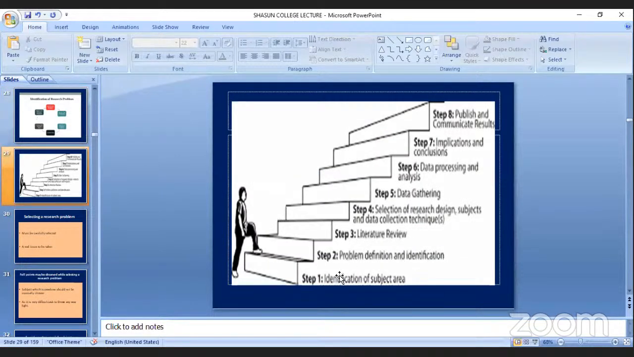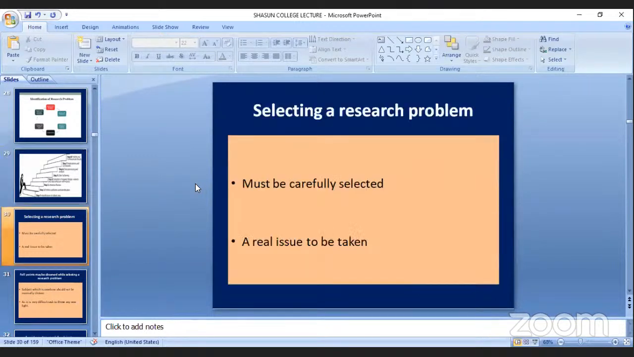You identify a subject area, then you define the problem, then literature review, selection of research design, data collection techniques. What kind of data, primary data, secondary data, all that, gathering the data, then you process and analyze your data, then you find the implications and conclusion with the help of findings, and then publish and communicate the results. These are the important steps you should know when you are doing your research.